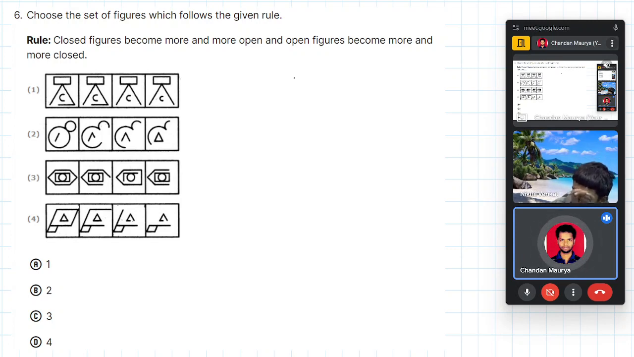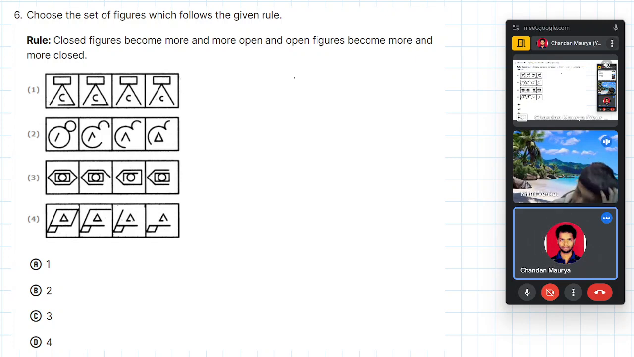A closed figure becomes more and more open, and an open figure becomes more and more closed. Okay. So it'll not be number four. In the first one, I can see the size of C is decreasing. That's not possible. So what about the second one? I guess the triangle one is gradually becoming more and more closed. Yeah.